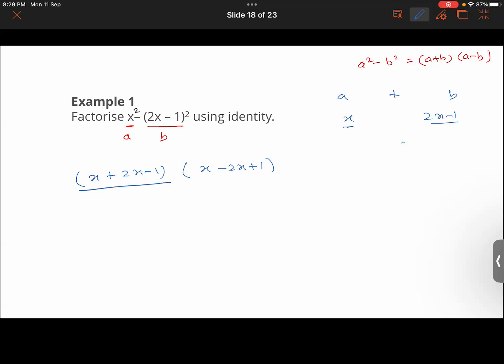Now I have to subtract them. So it will be x minus 2x minus 1. So it becomes x minus 2x plus 1. The minus sign is being multiplied with the terms inside the bracket. So here you are left with 3x minus 1, and it is minus x plus 1. Getting it now? So this is the required factorized form. This is how you factorize this question. I hope it is clear now.